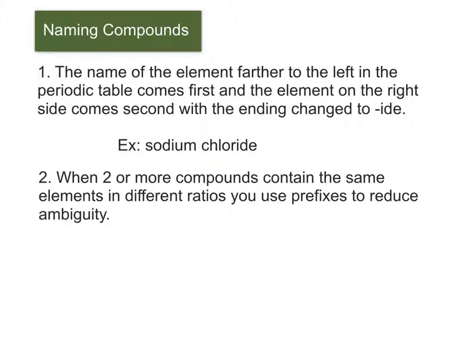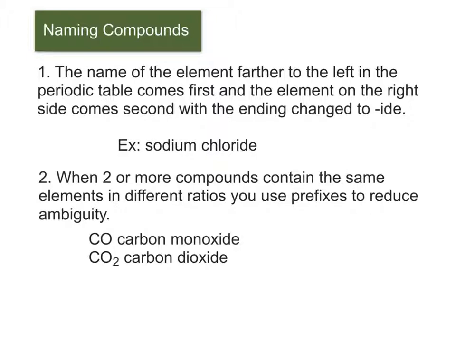So an example of this would be carbon and oxygen can come together to make carbon monoxide, which is just 1 carbon and 1 oxygen, or they can come together to make carbon dioxide, which is 1 carbon and 2 oxygens. So the prefixes that we use are mono for 1, di for 2, tri for 3, and tetra for 4.